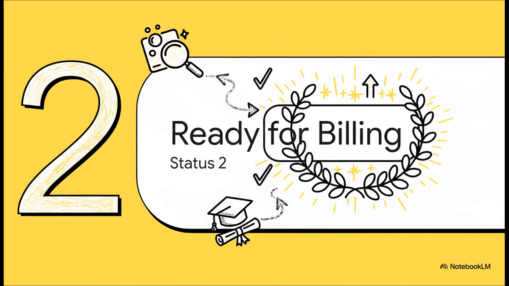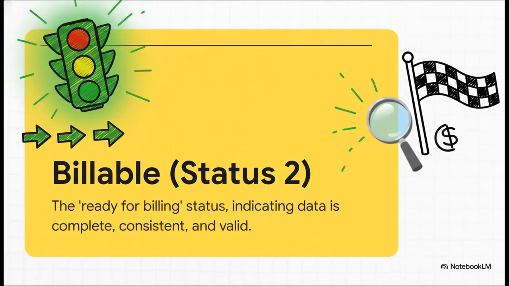All right, so once our little piece of data gets all cleaned up, everything's checked and double-checked, it gets to graduate. It moves on to the next, and arguably most important, status. And here it is, status 2, billable. This is the big one. It's the green light, the finish line, the whole shebang. When an item is billable, it means it's perfect, it's complete, it's consistent, and it is ready to be turned into revenue. This is basically the VIP lounge for billing data.